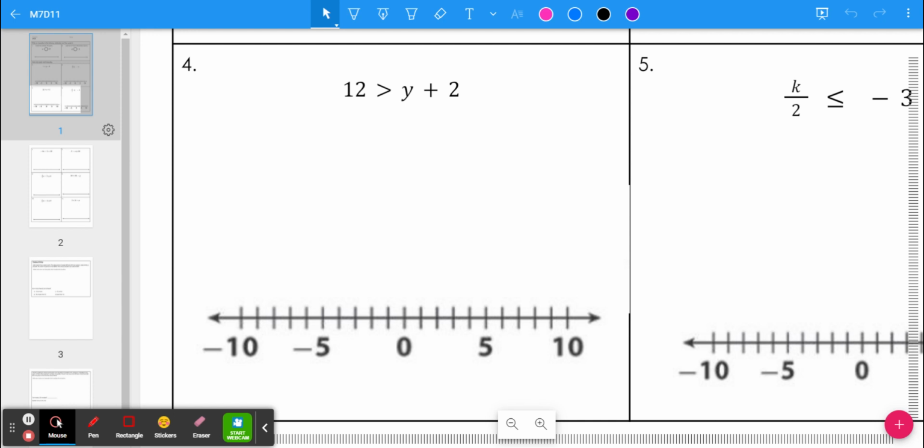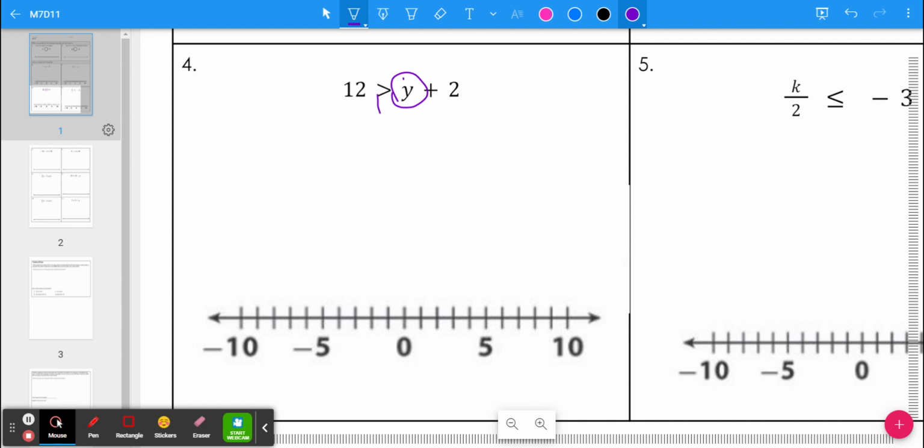And the reason why I'm starting with problem number 4 is because I've been seeing a lot of you struggling with when the variable is on the right side of the inequality rather than on the left side. So go ahead and draw your line down from your symbol. And remember, we always want to get rid of anything that's associated with our y.